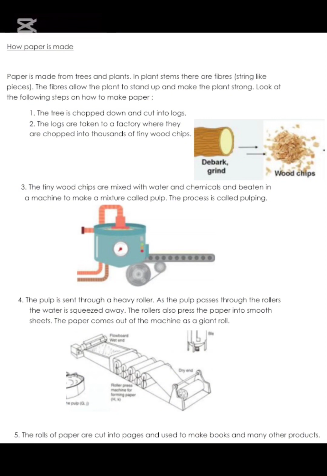The pulp is sent through a heavy roller. As the pulp passes through the rollers, the water is squeezed away. The rollers also press the paper into smooth sheets. The paper comes out of the machine as a giant roll. The rolls of paper are cut into pages and used to make books and many other products.